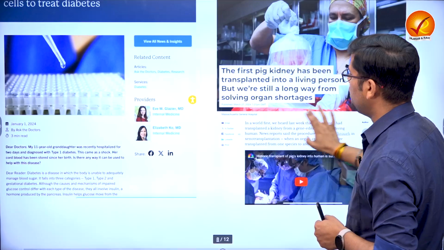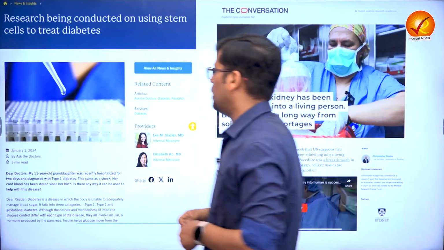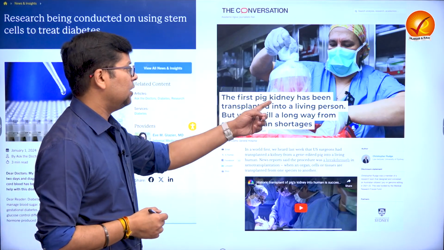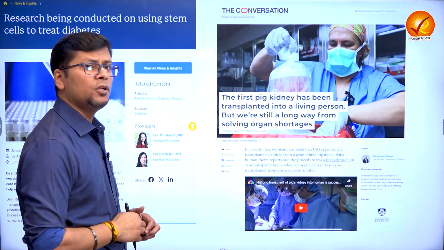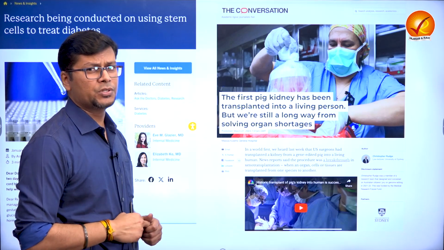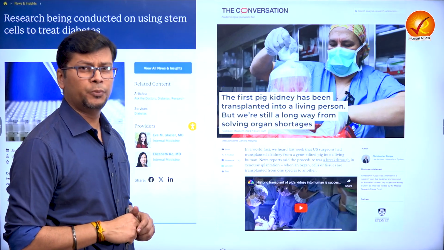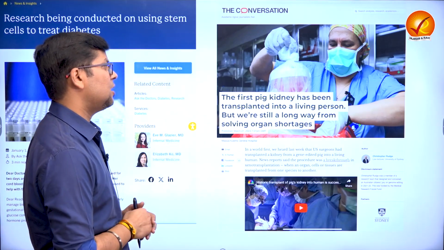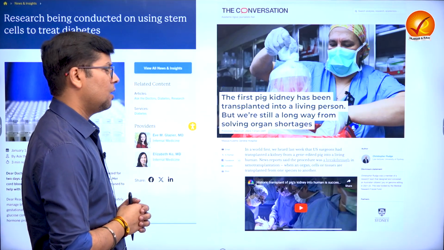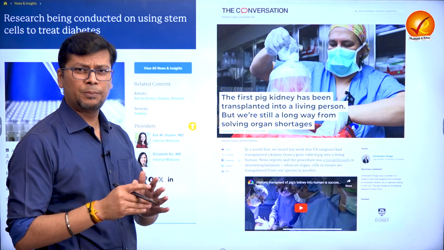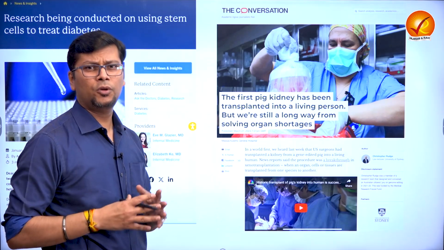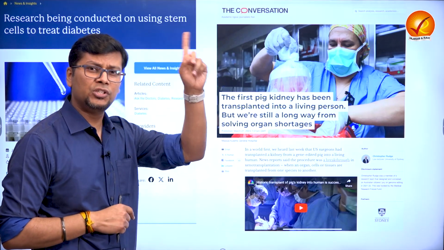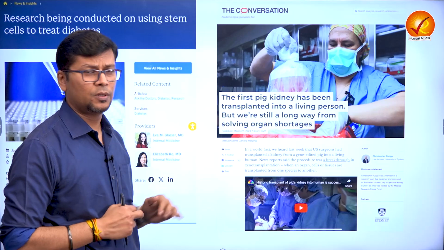This is a very recent news where the kidney which is grown in the pig's body has been transplanted into a living person. The earlier attempts were done on a comatose fellow, the person who was in coma. This is for the first time done on a living person. The first step would be, as I told you, to remove that surface protein by knocking the gene responsible for it out.